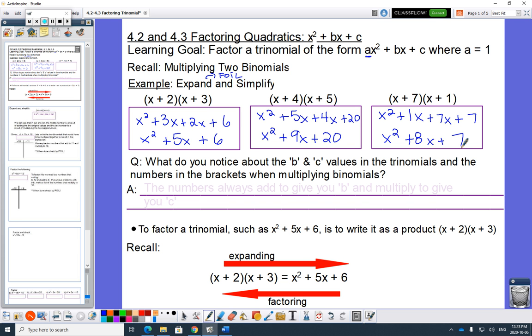So what you may notice is that when you have standard form, the numbers here, 2 and 3, if you add 2 plus 3, you get 5. If you multiply 2 times 3, you get 6. 4 plus 5 is 9. 4 times 5, 20. 7 plus 1, 8. 7 times 1, 7. So we're going to talk about what numbers add to the b value and multiply to the c value.